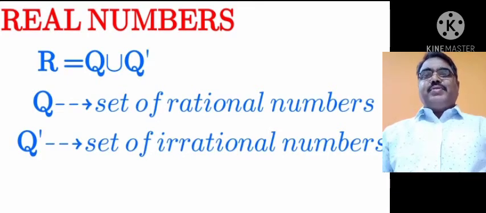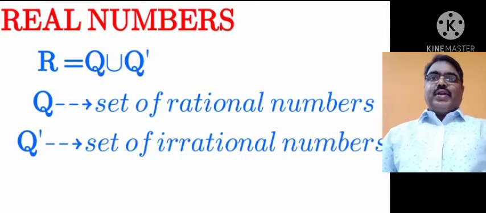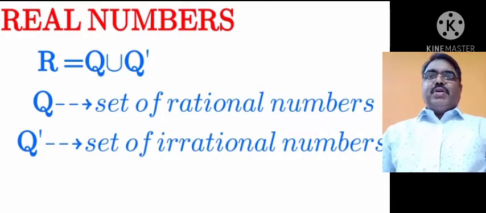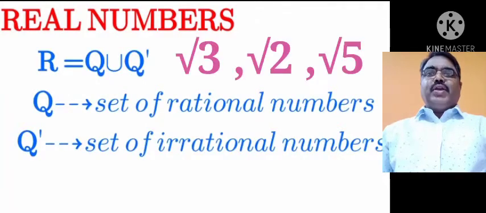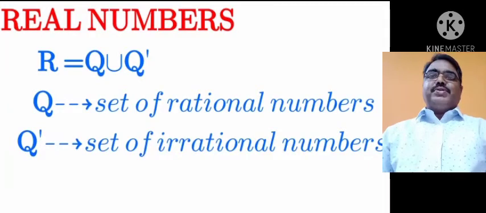Also, we have discussed that terminating decimals and non-terminating repeating decimals are rational numbers, and non-terminating non-repeating decimals are called irrational numbers. Some examples were also given in the previous classes: square root of 2, square root of 3, square root of 5, square root of 6, square root of 7, and so on. They are the examples of some irrational numbers.